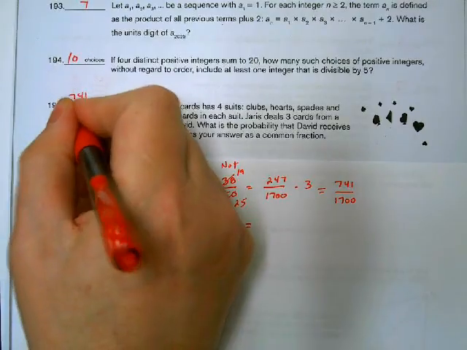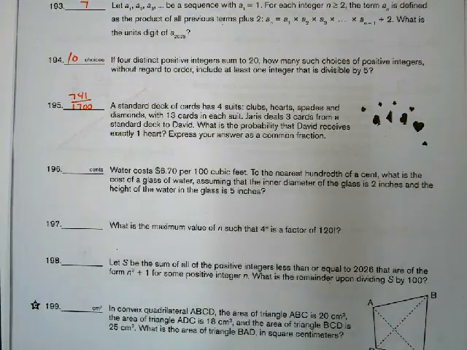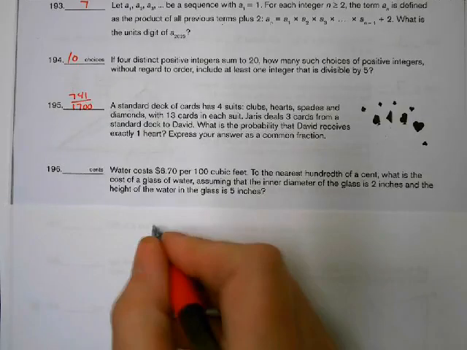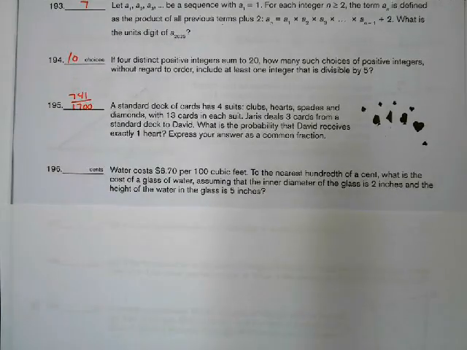All right, next one. Water costs $6.70 per 100 cubic feet. So for this one, we've got $6.70 per 100 cubic feet. To the nearest hundredth of a cent, what is the cost of a glass of water, assuming that the inner diameter of the glass is 2 inches and the height of the water in the glass is 5 inches?